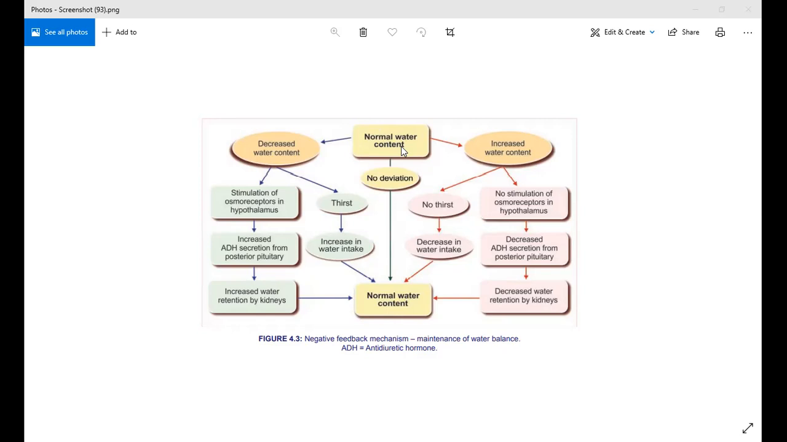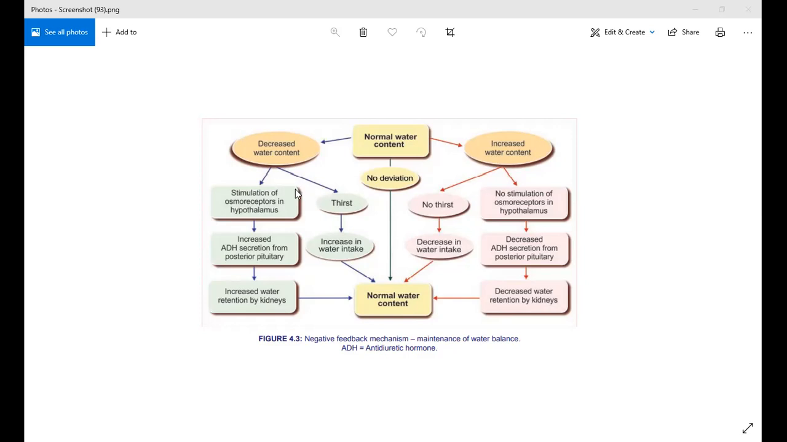Imagine that there was an increase in water content. Maybe you drank a lot of water, or it's very cold weather and you're not sweating a lot. What will happen? There will be no stimulation of osmoreceptors in the hypothalamus, no stimulation. Since there is no stimulation, it means there will be a decreased ADH secretion from the posterior pituitary, and that will lead to decreased water retention by the kidneys. So you have a normal water content. So you see that this side is the opposite of this side. So that is why it is a negative feedback.